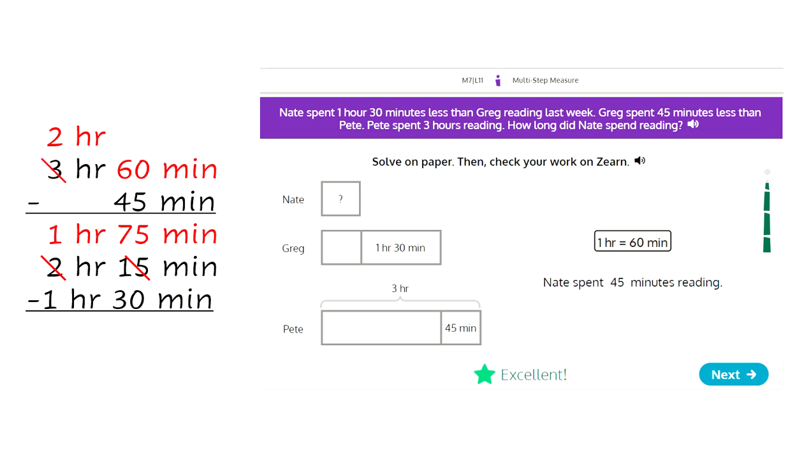Now we can subtract 75 minus 30, which gives us 45 minutes, and 1 hour minus 1 hour, 0 hours. So we have 45 minutes as the answer.